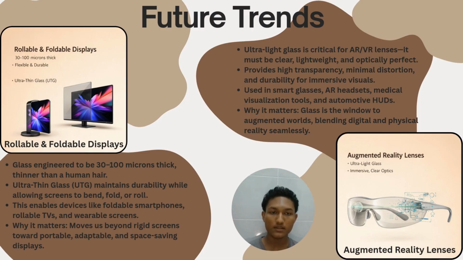Second, augmented reality lenses. For AR and VR to feel real, the lenses need to be almost invisible, which means crystal clear, super light, and perfectly shaped. That's where ultralight glass comes in. It gives us high transparency with almost no distortion, making digital overlays look like they're really there. You'll find this in smart glasses, AR headsets, and even in medical tools and car dash displays.